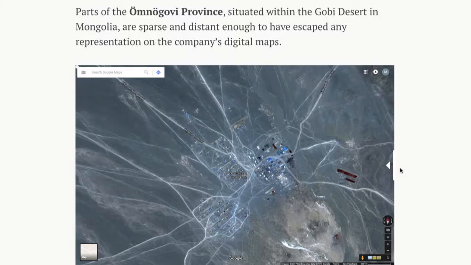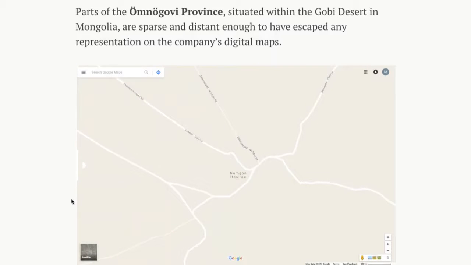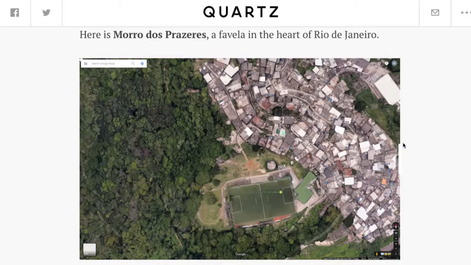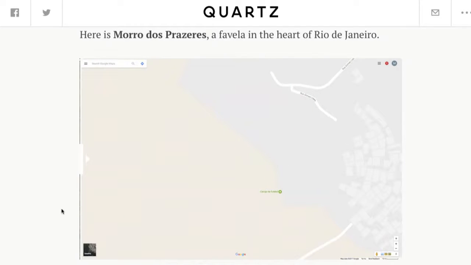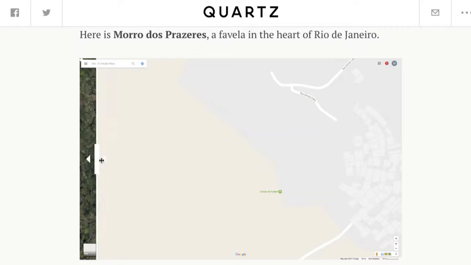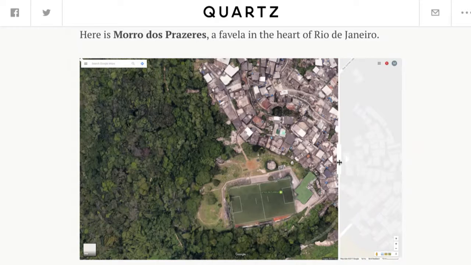This is in Mongolia, the Gobi Desert. I think you're maybe getting the idea of what you're going to see. Once again, no representation on these maps. And then my favorite one, this is one of the favelas. It's called Morro dos Prazeres, and it's a favela in the heart of Rio in Brazil. And you can see the side where everybody lives. And once again, you don't see very much. We do get a little bit in that corner. You can see some of these houses. But for the most part, it doesn't really show up.